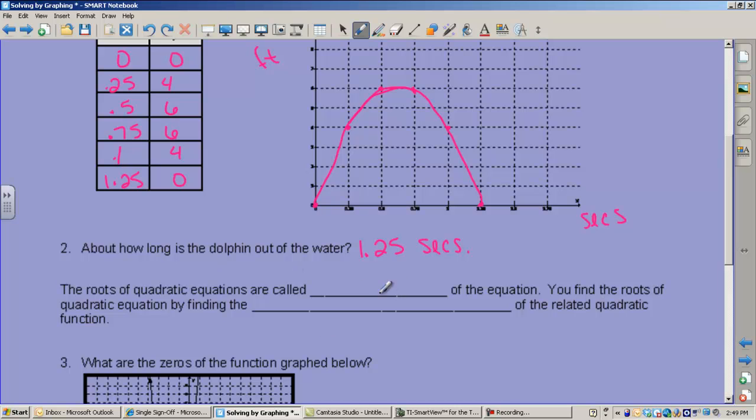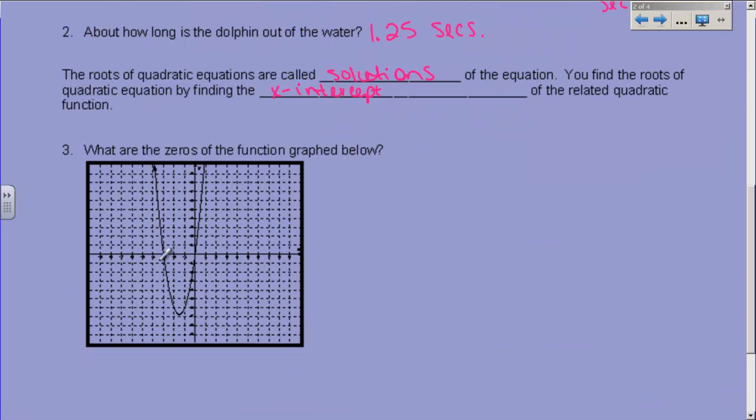So the roots of quadratic equations are called solutions of the equation, which you've heard this word several times. We've used solutions, we've used roots, we've used zeros, we've used x-intercepts. They all mean the same thing. You can find the roots of a quadratic equation by finding the x-intercepts of the related quadratic function. So you can graph it, find out where it crosses the x-axis, and you have your solutions. So look at number 3 here. Number 3 says, what are the zeros of the function graphed below?